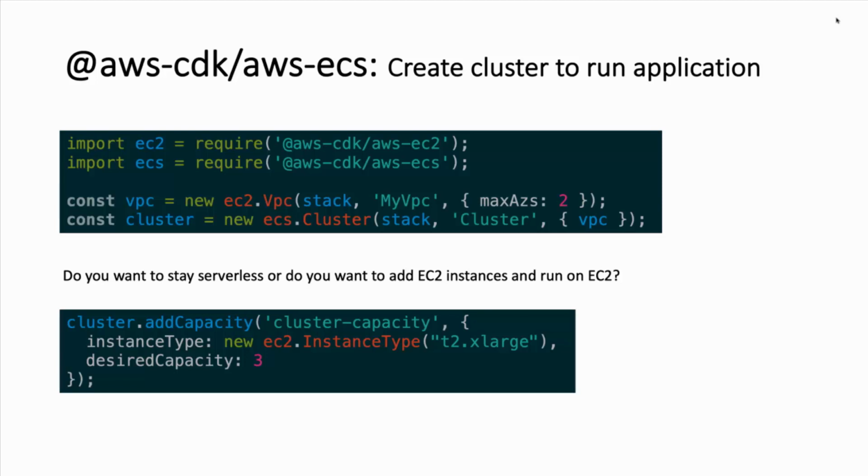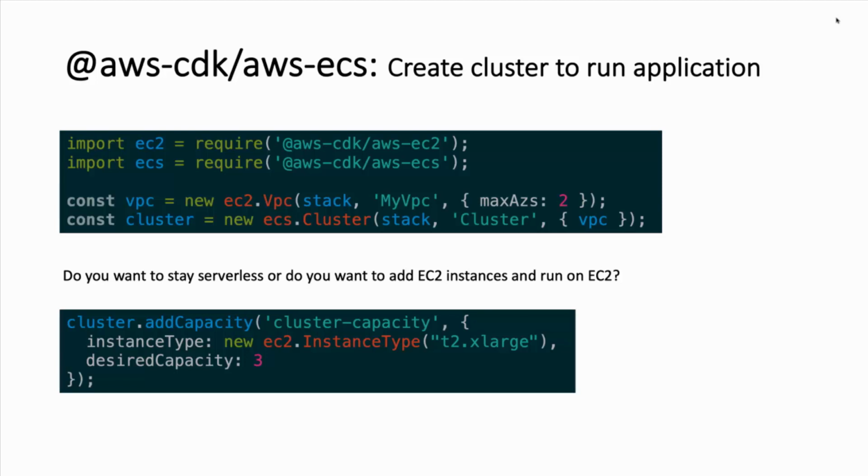And then I have 2 options. I can either choose to stay serverless with this cluster and only use it with Fargate capacity, or I could choose to optionally add EC2 instances to this cluster in order to run directly on EC2 instances. And if I want to add EC2 capacity, it's very easy. I just say cluster add capacity. I specify the instance type that I would like to add, and the number that I would like to add. And you can see that here I'm adding the T2 extra large instances because those are pretty nice. And I'm adding 3 of them. So I've created my cluster.